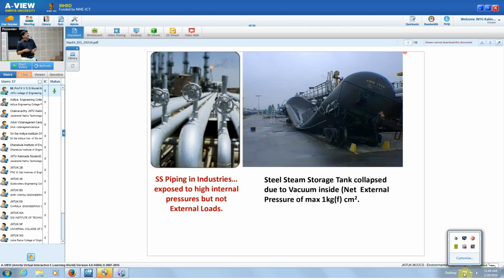We have already seen this: steel pipes can withstand internal pressure of 30, 50, 100, even 250 kg per centimeter square. But when it comes to external loading, even if there is a vacuum inside, that means the net external loading is 1 kg per centimeter square, it collapses like a piece of plastic. Next please.